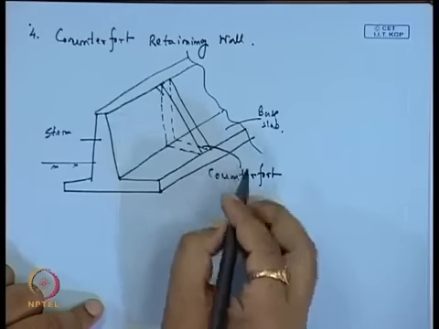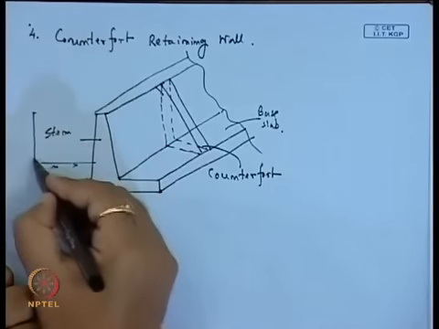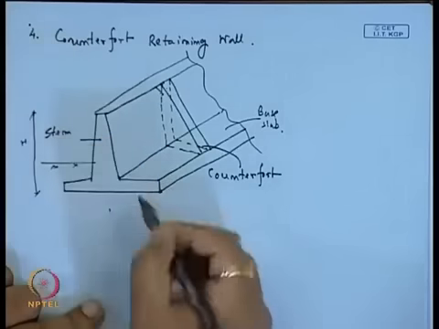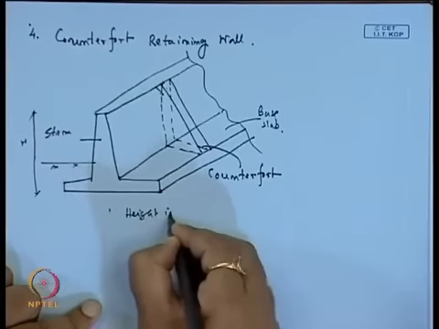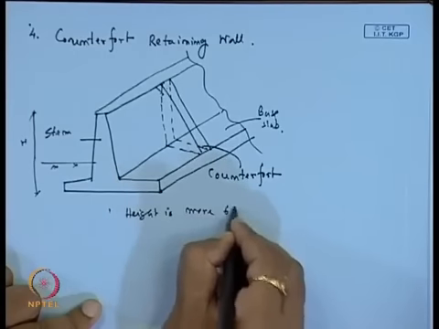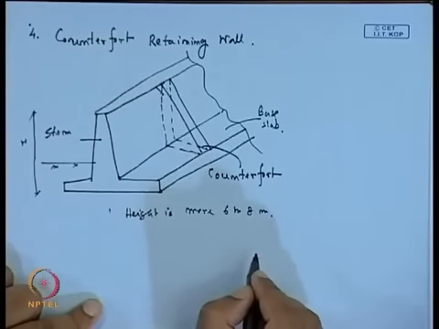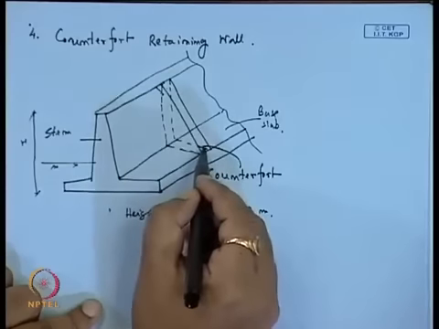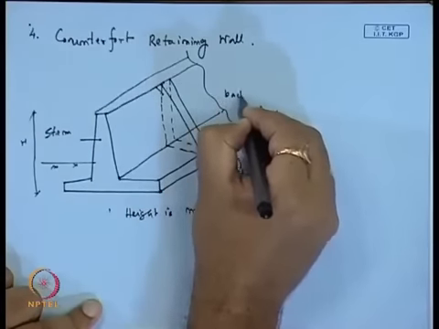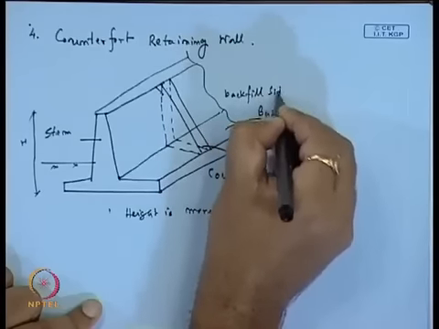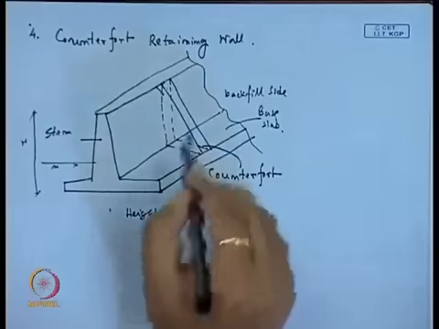Now, economically, if this is the height of the retaining wall and the height is more than 6 to 8 meters, then this type of retaining wall is very suitable. These counterforts are used on the backfill side, because this is our backfill side. So, these are the 4 different types of retaining walls.